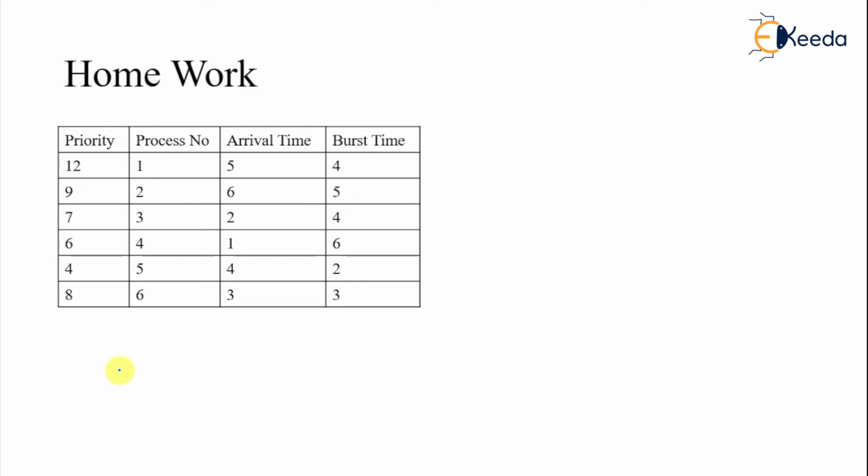I leave you with one homework problem where you can go for drawing the Gantt chart. The Gantt chart should be designed for the preemptive model, as well as for the non-preemptive one. So design both models, preemptive and non-preemptive. So that's all for this discussion of the priority scheduling algorithm. Thank you.